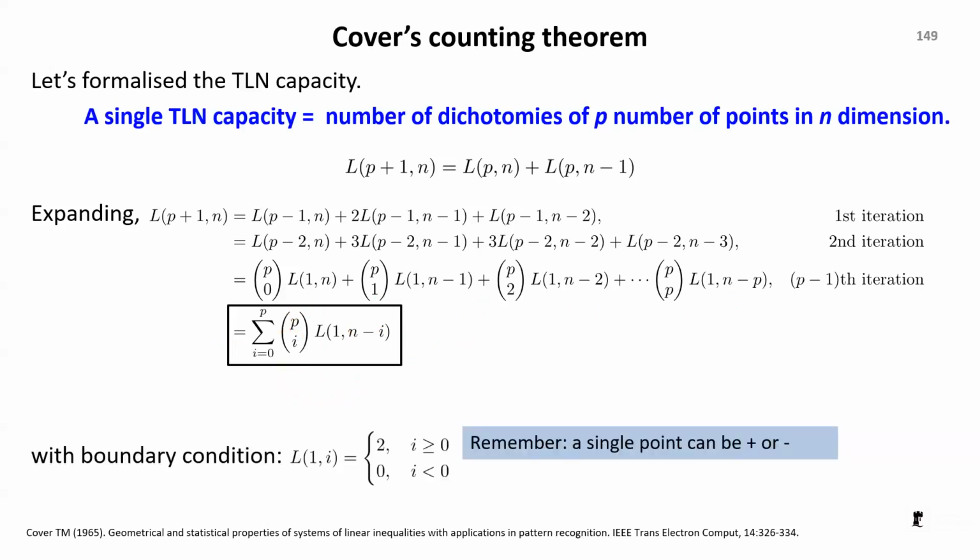And remember, if we have one point, basically P is the point, right? If we have a single point, regardless of the dimension, that point can always be positive or negative. So they can be 2. But of course, we cannot have less than 0 dimension. So in any dimension, a single point has 2 capacity.